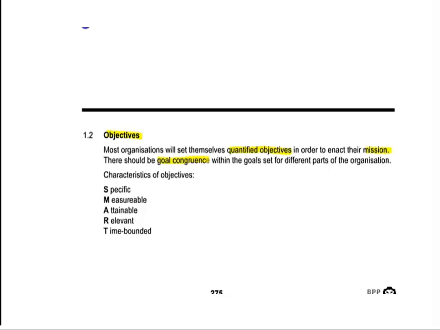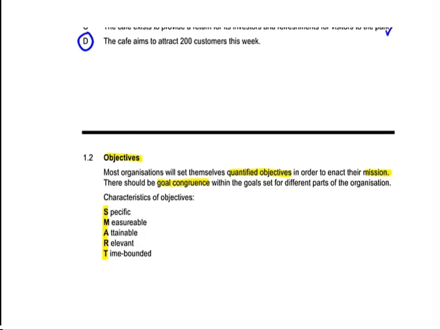In order for an objective to be useful, it needs to be a SMART objective. So it needs to be specific, measurable, attainable, relevant, and time-bound. So if we think about this objective up here, about the cafe attracting 200 customers this week, at the end of the week, you will be able to see whether or not that has been achieved.